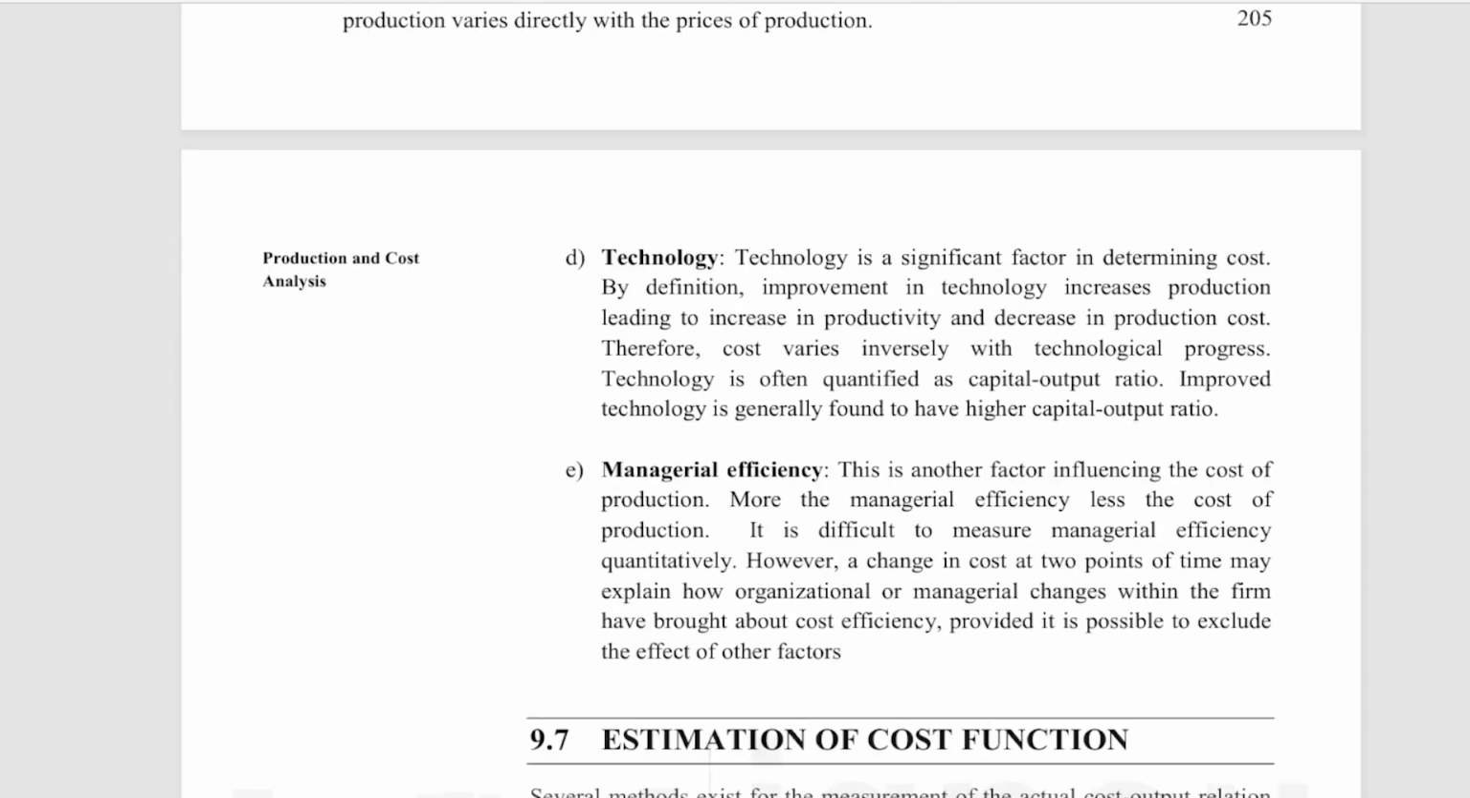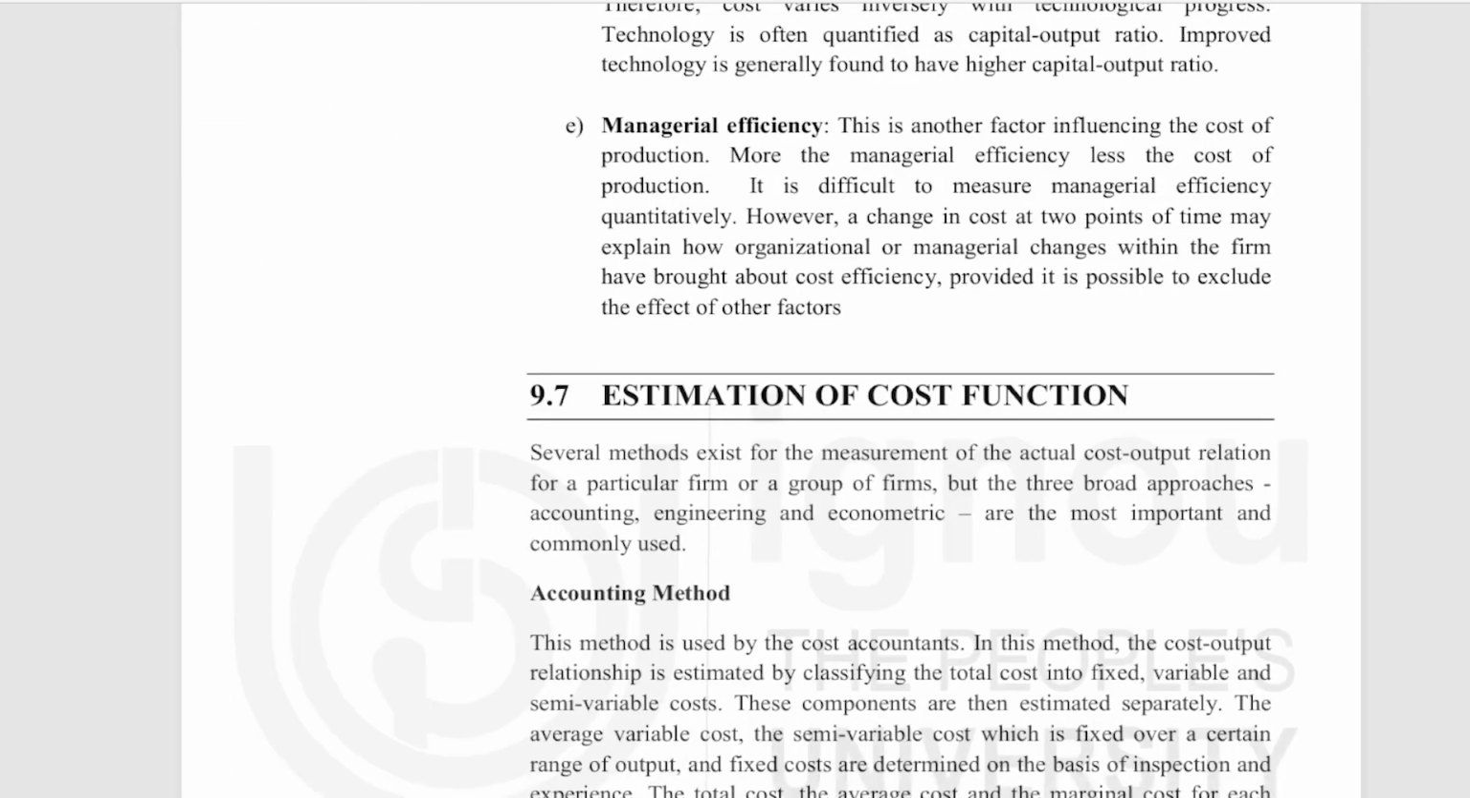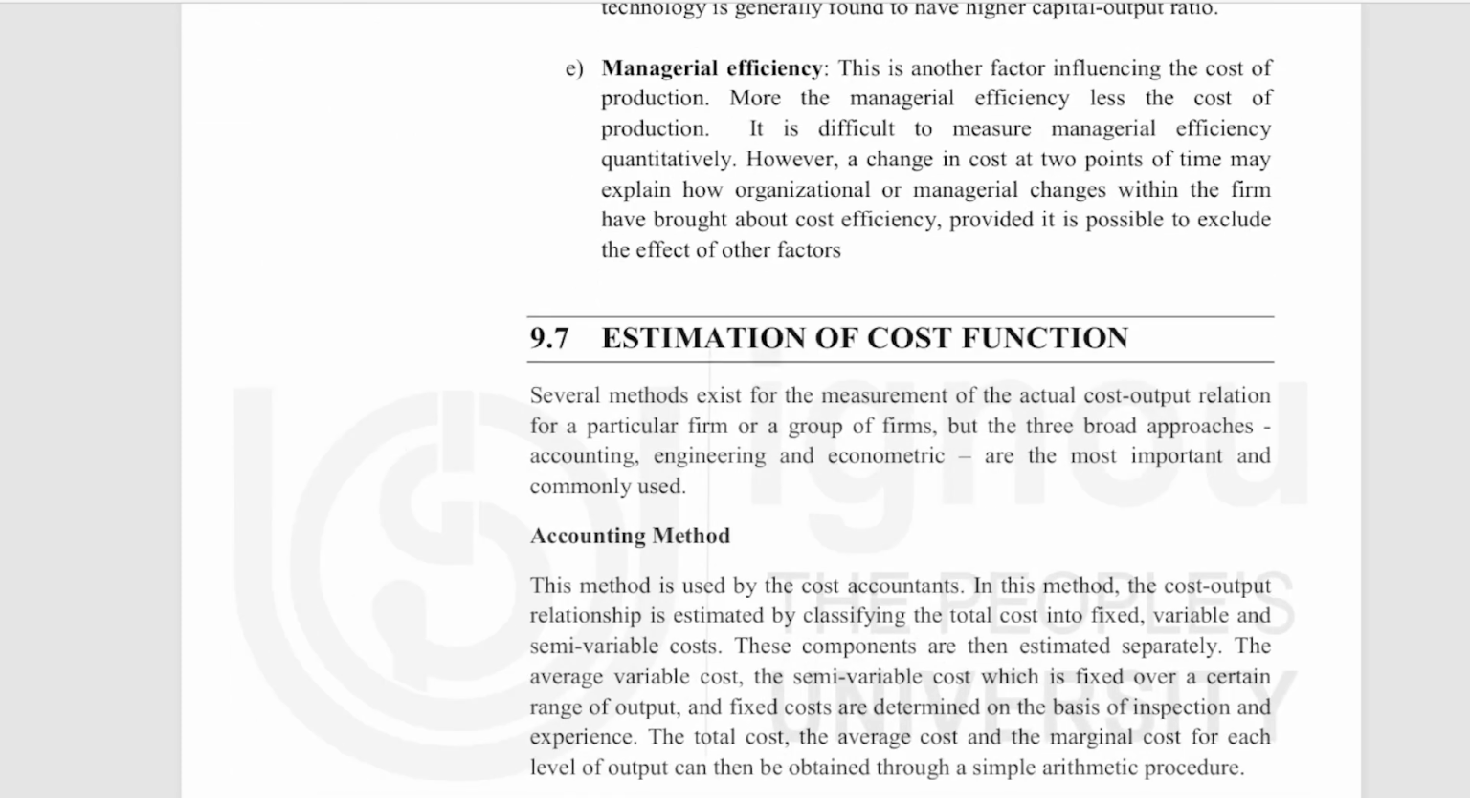Technology is a significant factor in determining cost. By definition, improvement in technology increases production, leading to increase in productivity and decrease in production cost. And managerial efficiency, this is another factor influencing the cost of production. More the managerial efficiency, less the cost of production.